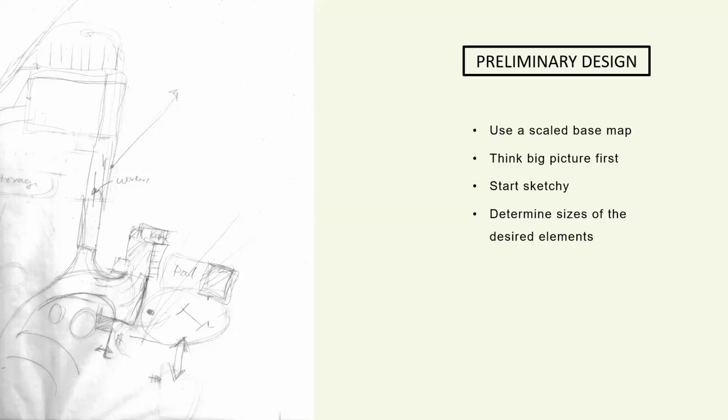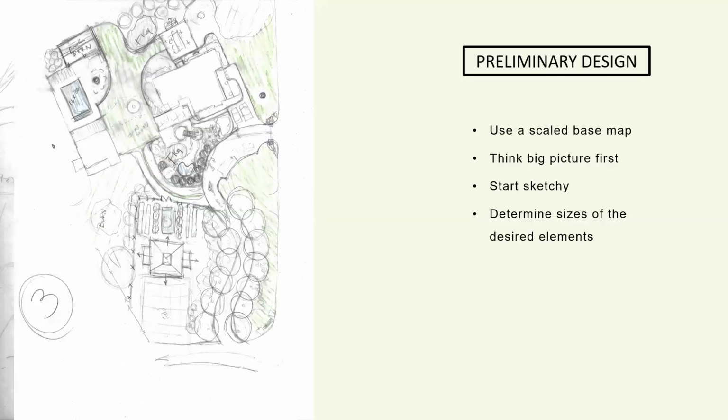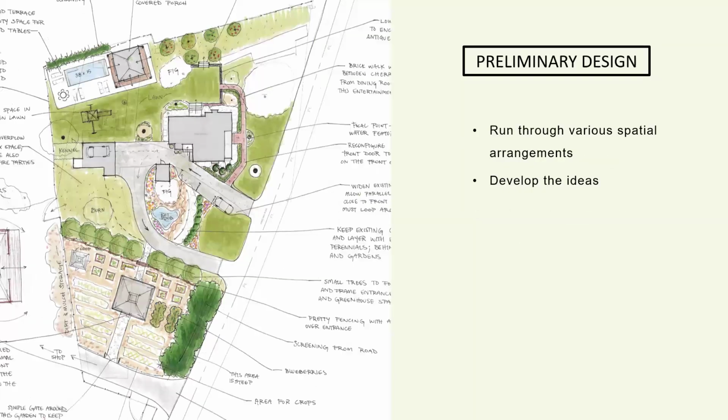We're thinking about spatial arrangement. We are thinking about the elements that a client wants, and the sizes of these things and how they play. And those ideas start to coalesce, and we say, oh, we like this one. This one's going in the trash can. What about this? Turn it upside down, flip it backwards. And so what we really want to do during this preliminary design process is run through a lot of spatial arrangements and develop the ideas.